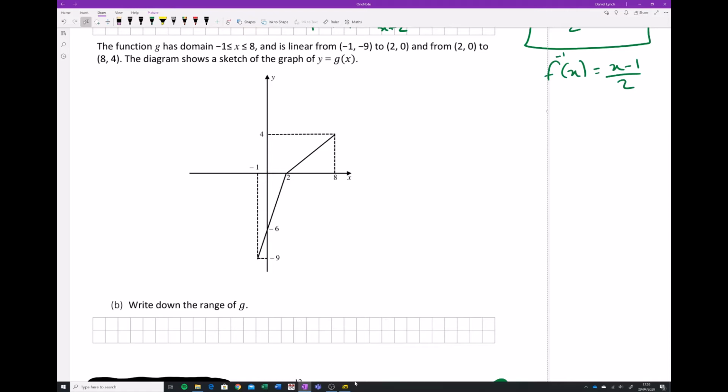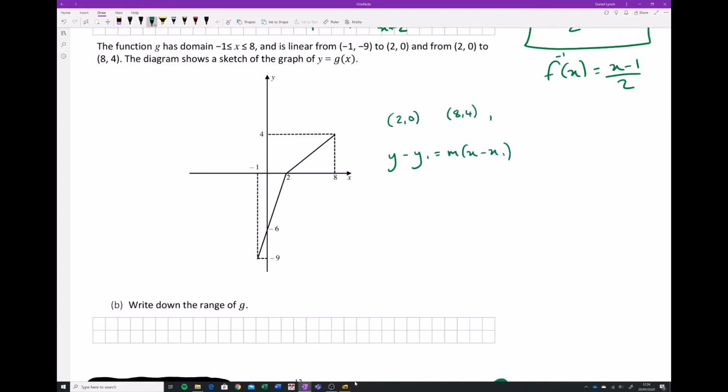So what it's saying is that it's linear in between 2, 0 and 8, 4. If it's linear, we know that we can just get it by y minus y1 equals m times x minus x1.